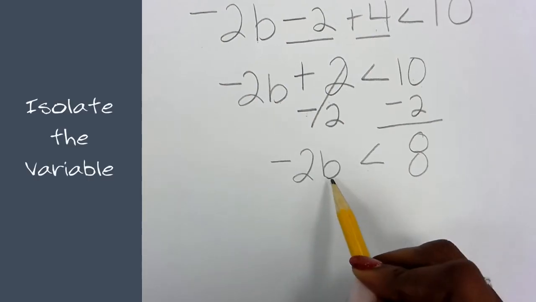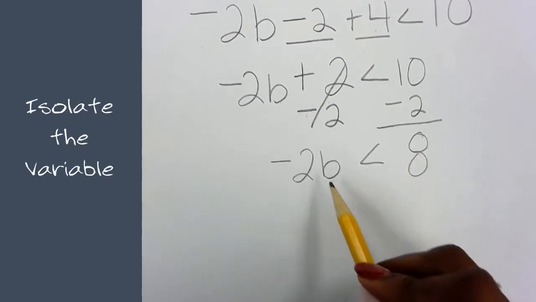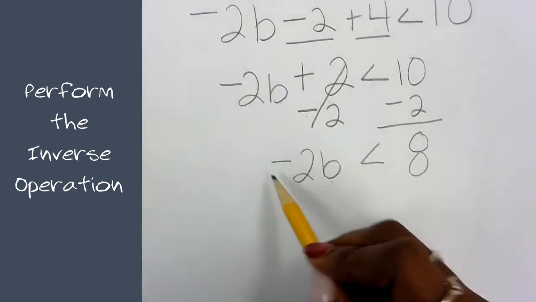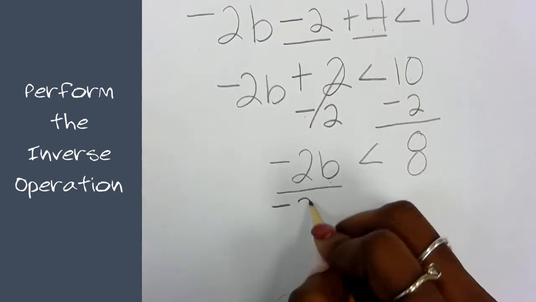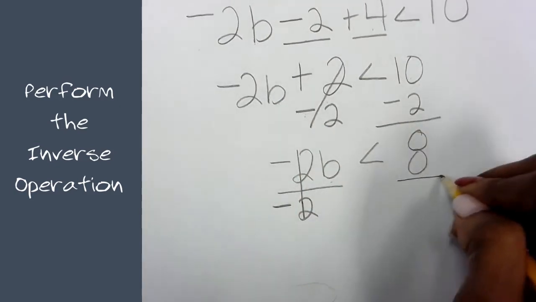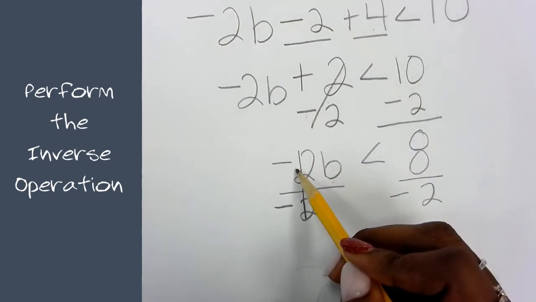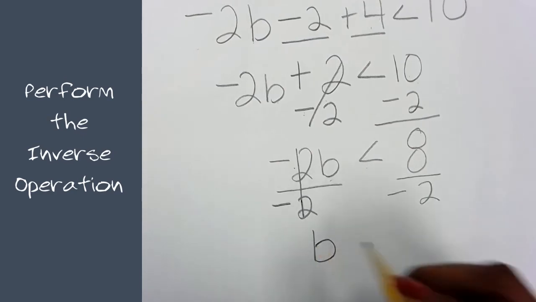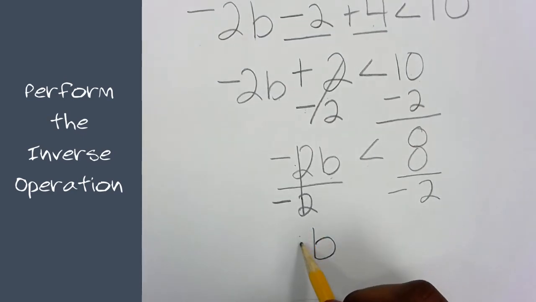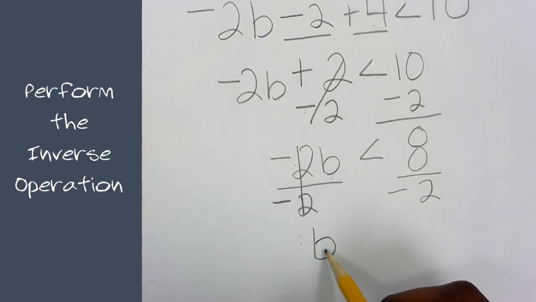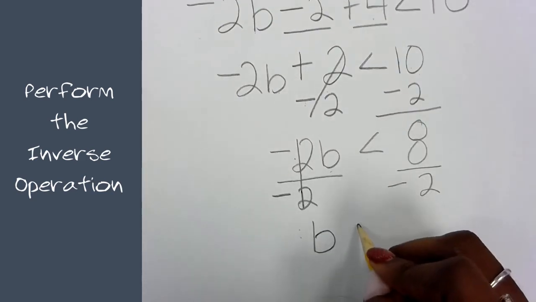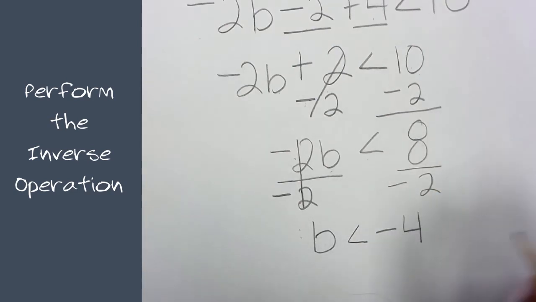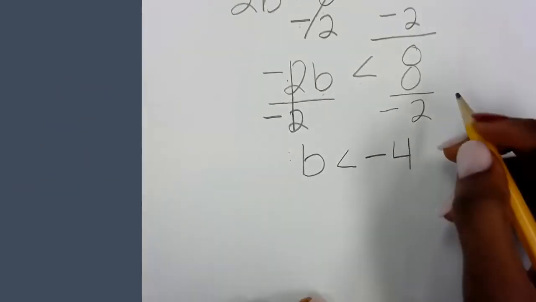Again, my goal is to isolate the variable. In order to isolate, you must perform the inverse operation. The inverse operation of multiplication is division. So we will divide both sides by -2 to balance the equation. -2 divided by -2 is positive 1b. There's no need to put the 1 in front as a coefficient because 1b is b. I'm bringing down my inequality. 8 divided by -2 is -4, and we are almost finished.